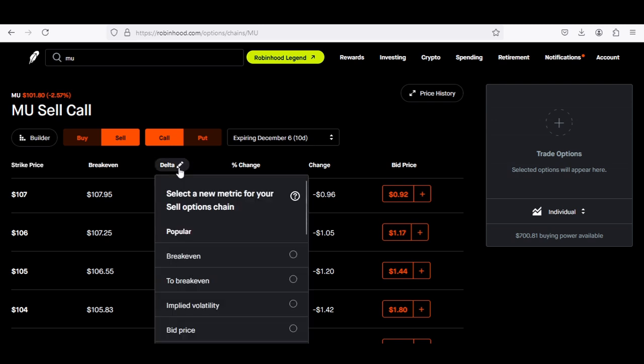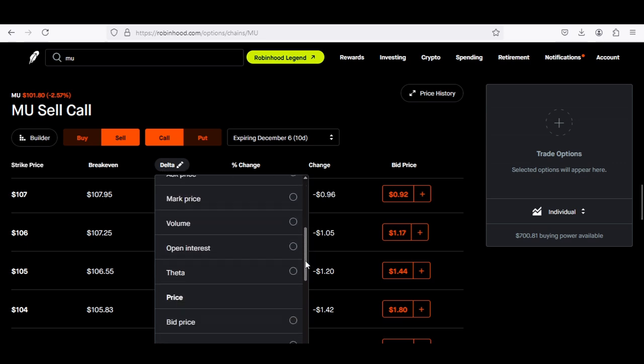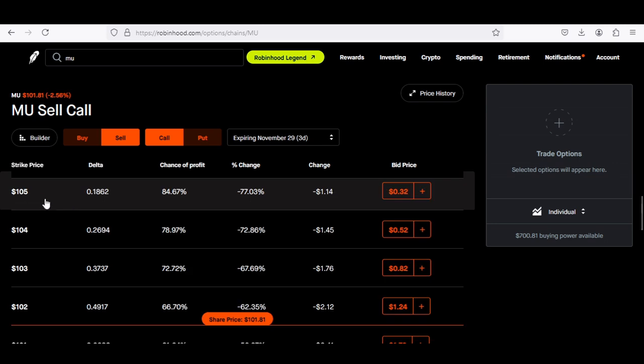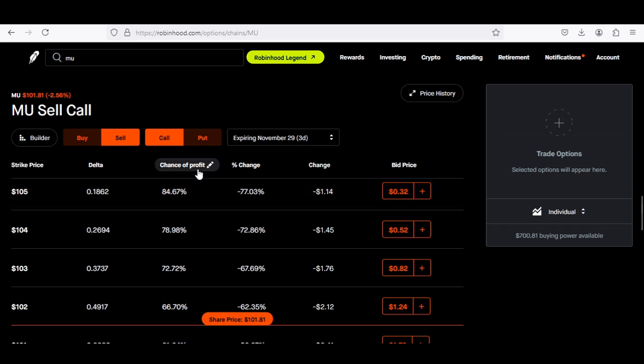So let's go ahead and switch to chance of profitability, which I've been using since I started trading options more than 10 years ago. At the 105 strike price, you see there's an 84% chance. If I switch it up to Delta, it should say anywhere between 10% to 18%. Let's just test that theory. So 84% chance, it should say 16 to 18% delta.